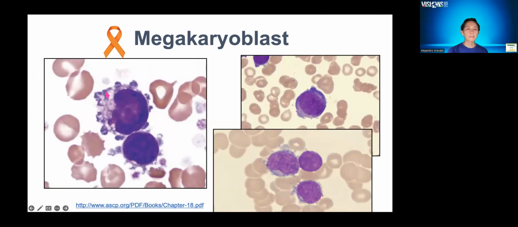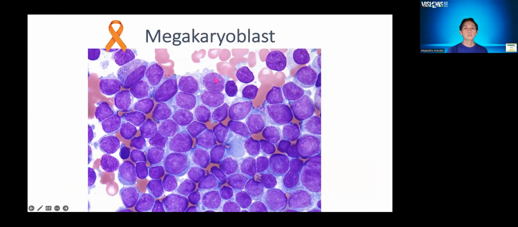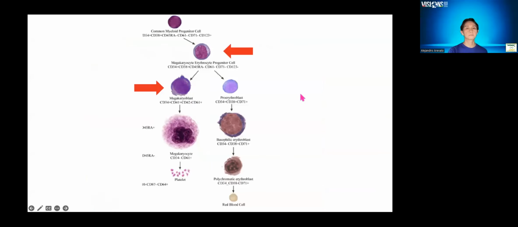This is another example of a blast for acute megakaryoblastic leukemia that shows prominent blebs in the cytoplasm. Okay, so this is another example wherein the cytoplasm appears to fragment off from the cell. Okay. Now, the other subtype of AML is your M6.